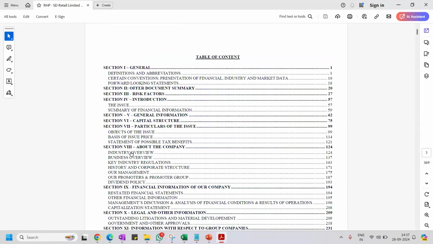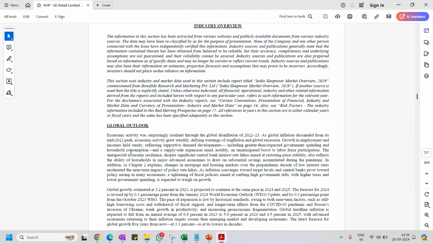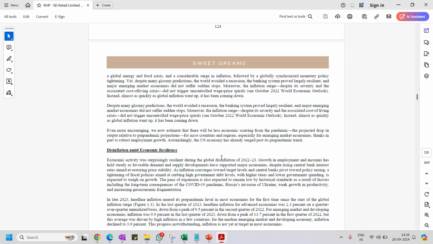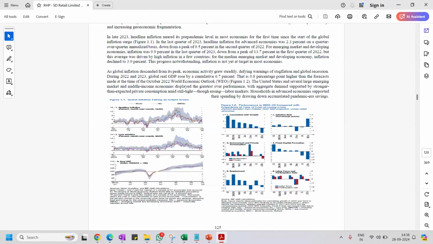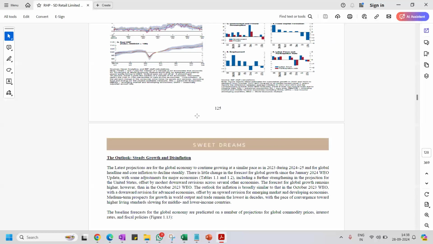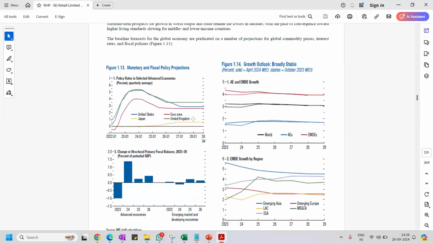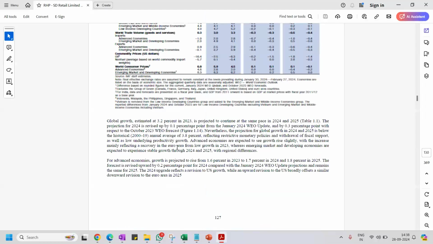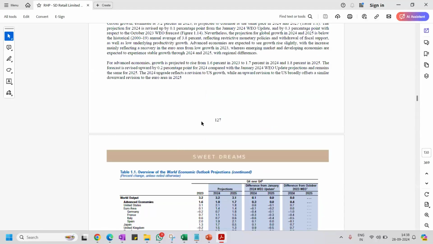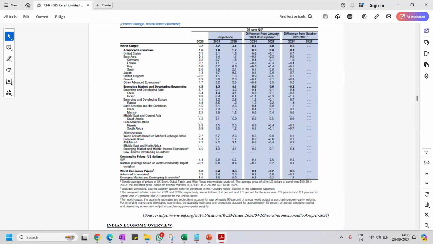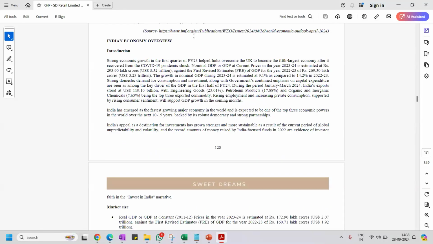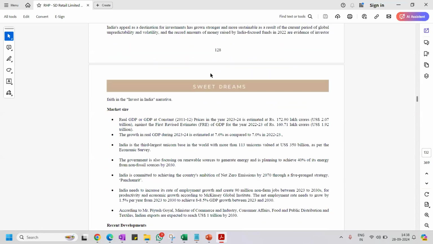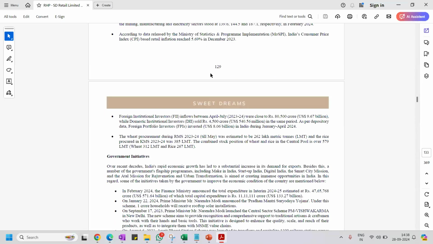If you go to any RHP, you will be able to see the industry overview given here. And they will tell you how this particular industry is growing in the globe as well as in India. So you can see all of this report to understand whether the market is big enough, whether the company has a decent road ahead or not. Usually most of the RHPs will have the global view followed by the India specific view as well.